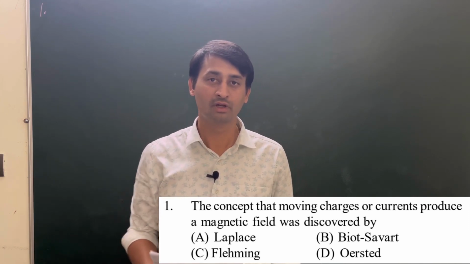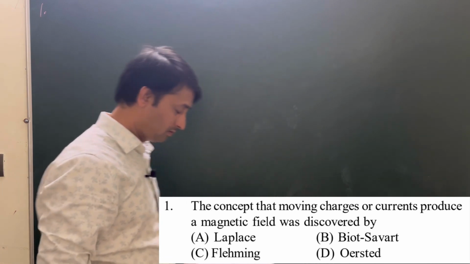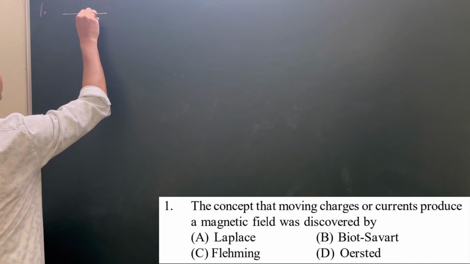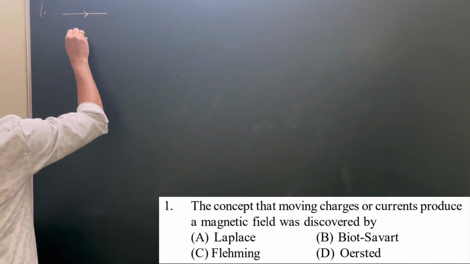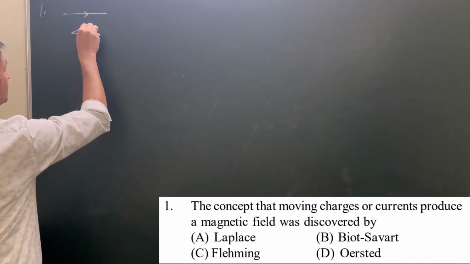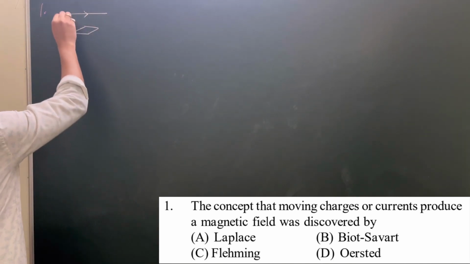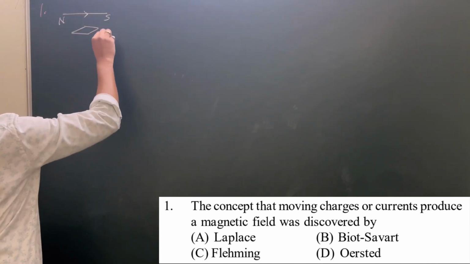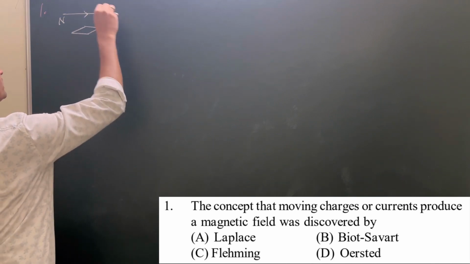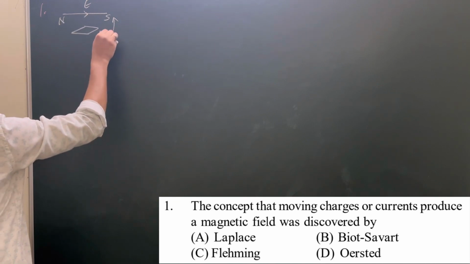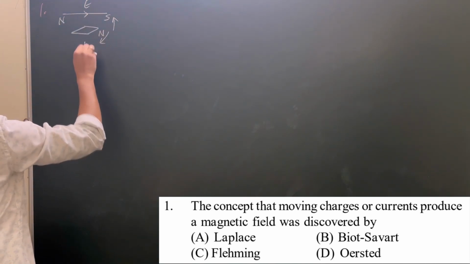Ørsted. In his experiment, what he observed is that when the current was flowing through the wire, a magnetic needle placed near the wire got deflected. When the current was flowing from north to south, the north pole of the magnet got deflected towards east. Similarly, when the current was flowing from south to north, the magnetic needle got deflected towards west.